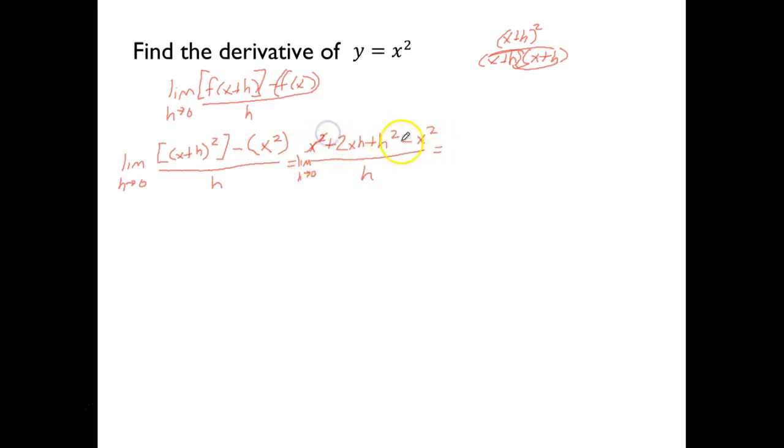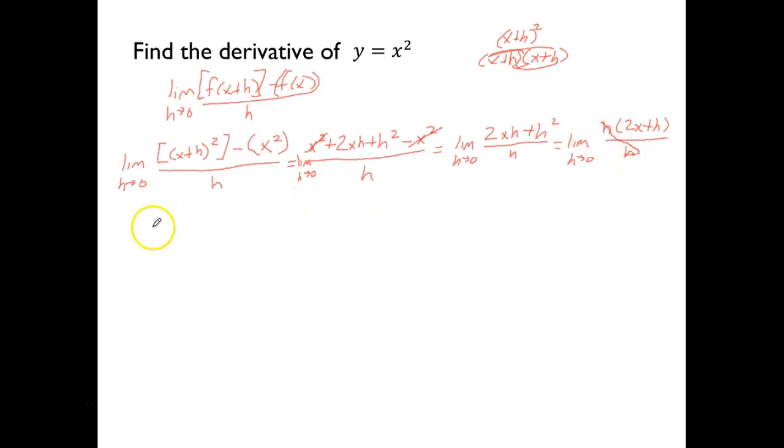Look at this, x squared and negative x squared cancel each other out, leaving us with the limit as h approaches 0 of 2xh plus h squared all over h. You notice there's h's in all these, so let's factor an h out. So we got the limit as h approaches 0 of factoring out an h here. So I only have 2x left there plus h all over h. Cancels the h's out, yeah?